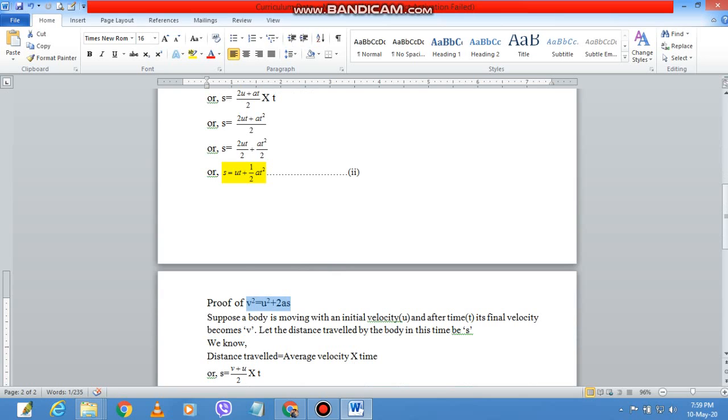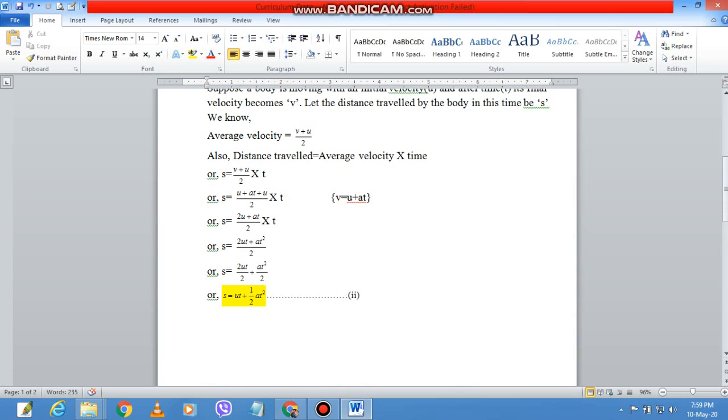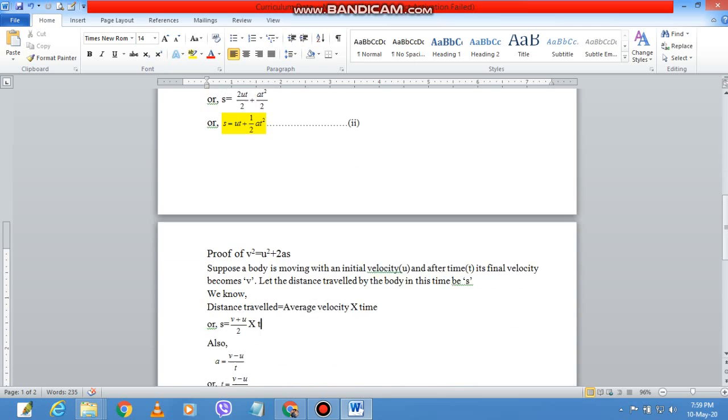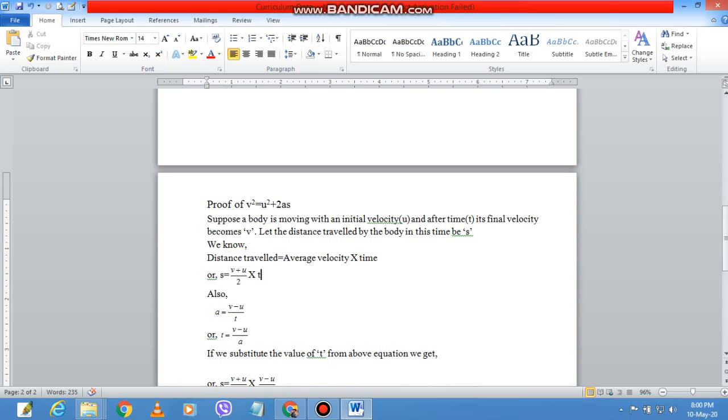Same, the body is moving with an initial velocity u. After some time t, it reaches the final velocity v, and in this period it travels a distance of s. Now we already have studied distance traveled equals average velocity into time taken. The average velocity we have determined while proving the second equation, average velocity equals v plus u by 2. That means s equals v plus u by 2 into t. Also now while proving this third equation, there is no time taken. That means we have to remove this t.